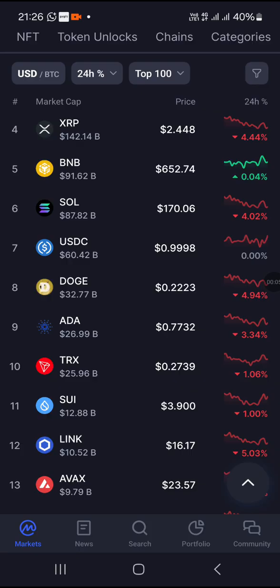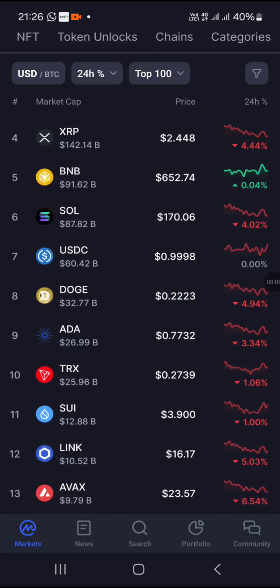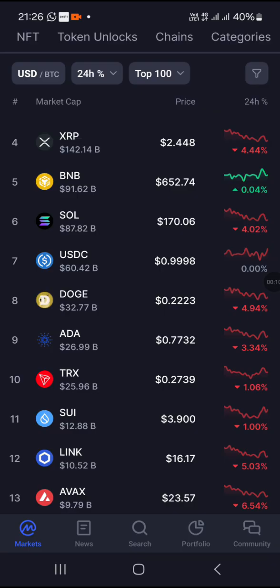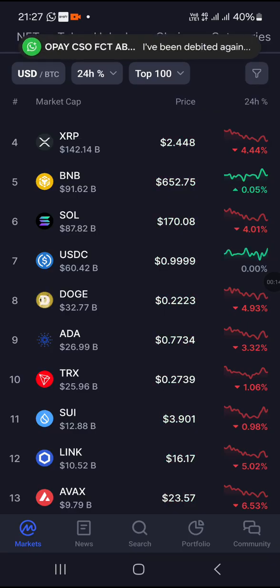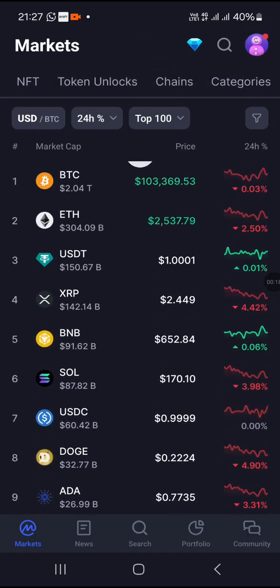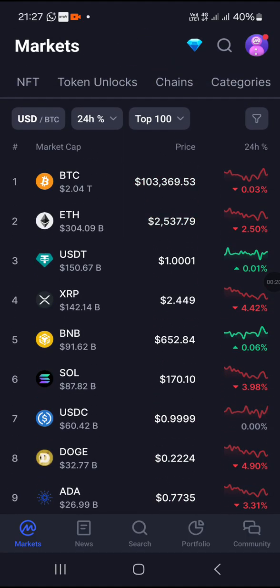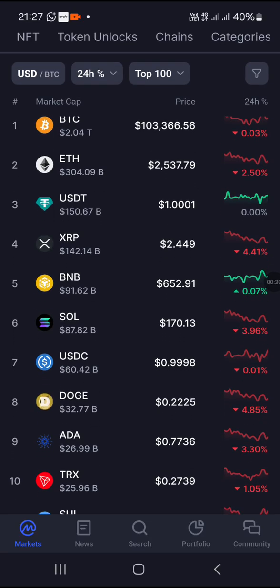Today we'll be looking at these simple techniques that you can use to make $20 to $50 consistently using CoinMarketCap. If you don't have the CoinMarketCap app on your phone, you can just go straight to your Play Store and download the CoinMarketCap app so that you can follow this strategy in order to make some simple, cool USDT for yourself.